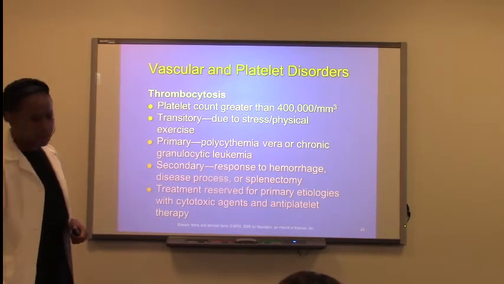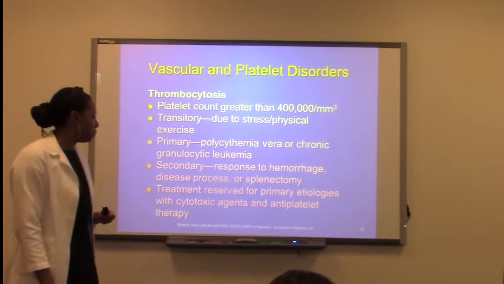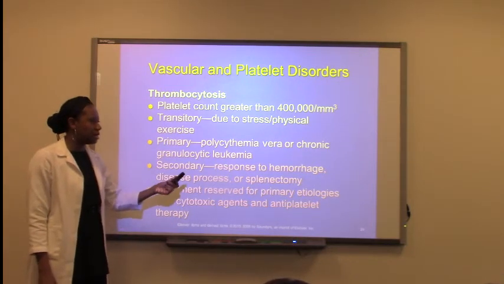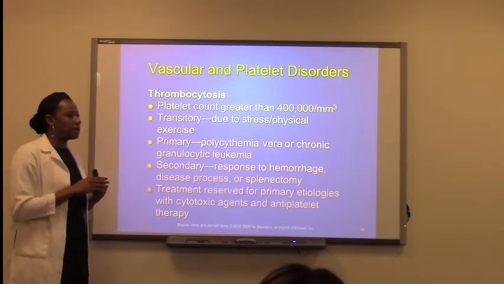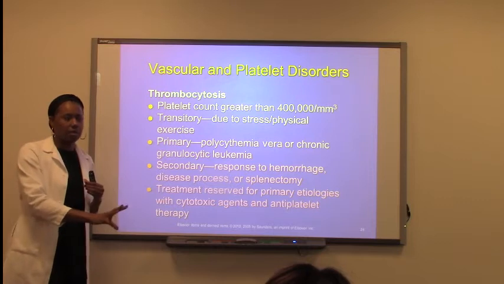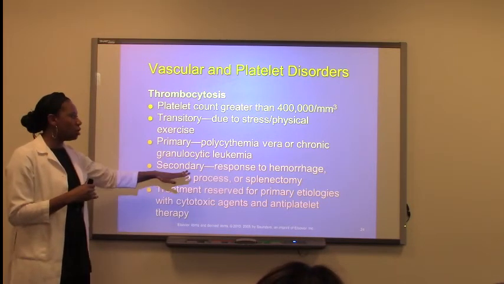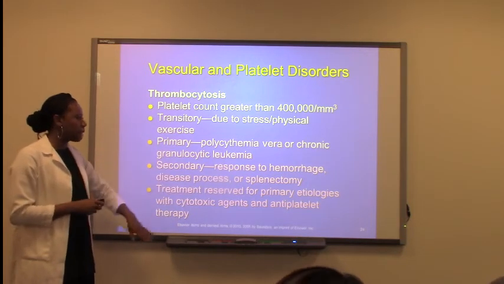Okay, and then we know what CML does. Now, secondary, it can be a response to hemorrhage or disease process, or when a person has a splenectomy. Keep in mind that any time your body recognizes that there's not enough platelets or not enough of whatever your body's lacking, it will try to increase it. So this can also be a response or compensatory mechanism here.